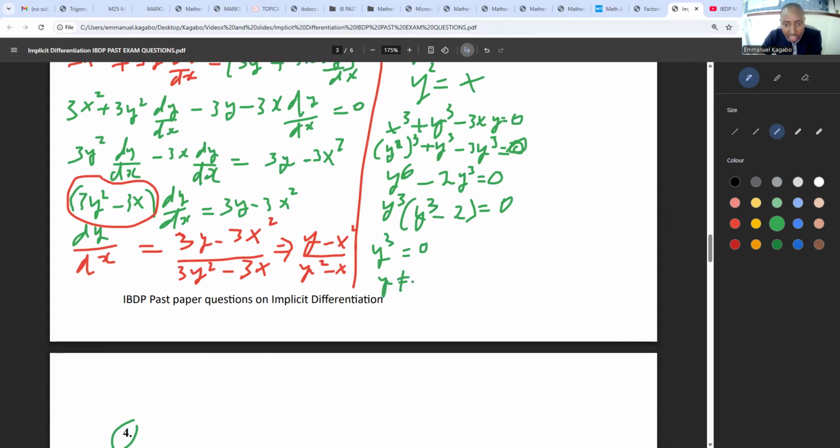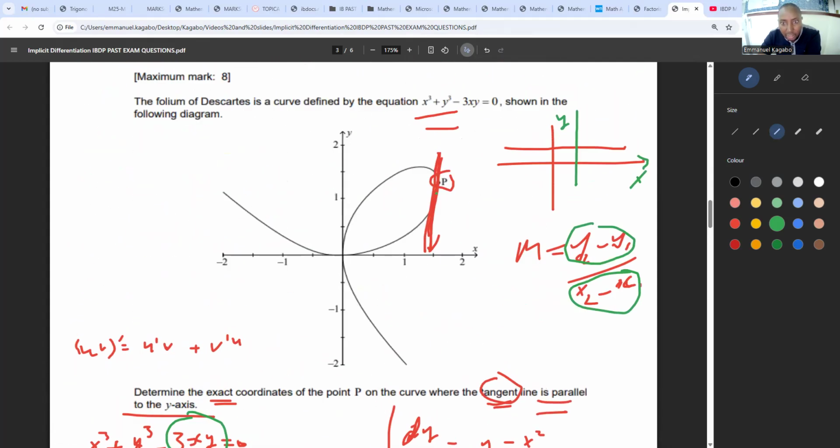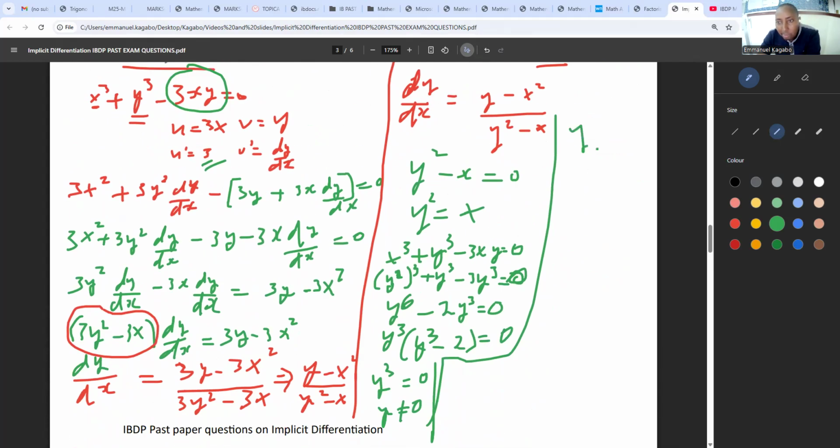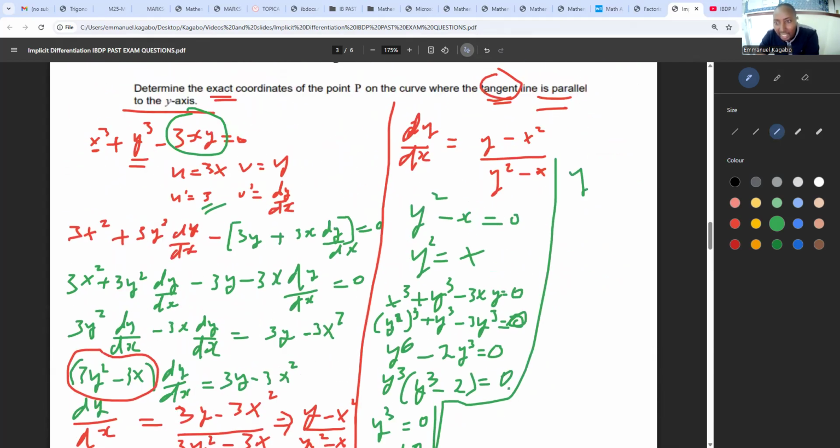But from the graph, you can see this cannot be equal to 0, right? Check from the graph. We are talking about P. So y equal to 0 will be somewhere here, on this line. Okay? Good. Now, what do I have here now? I'm going to have y power 3 equals to 2. You see that? So meaning y is the cube root of 2. But let me write it like that, okay? Very good. I've got the exact value of y.